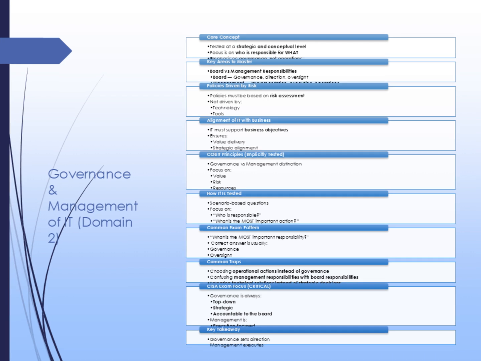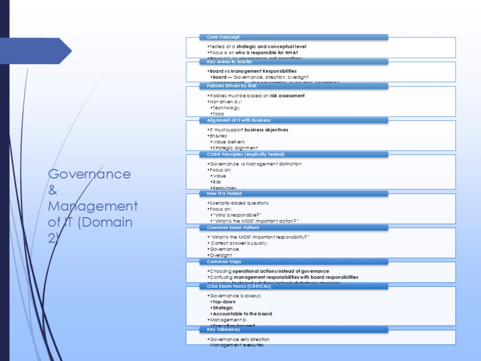Governance and management of IT is one of the most important conceptual areas within the CISA exam, particularly in Domain 2. This topic is tested less from a technical perspective and far more from a strategic, governance, and accountability viewpoint. A major focus throughout this area is understanding who is responsible for what within the organization. You must clearly understand the difference between governance responsibilities and management responsibilities.